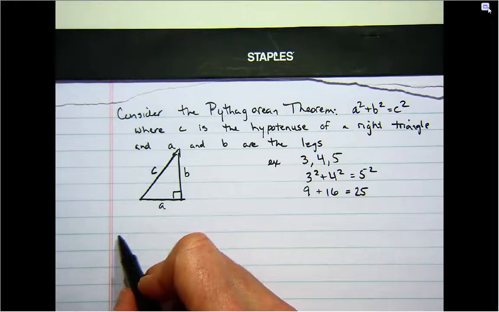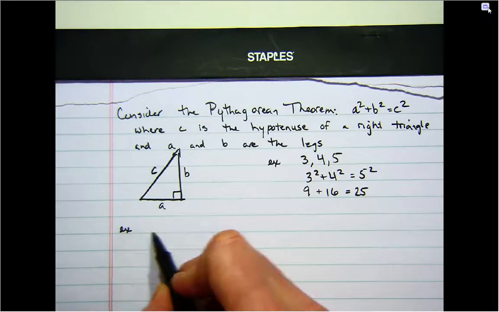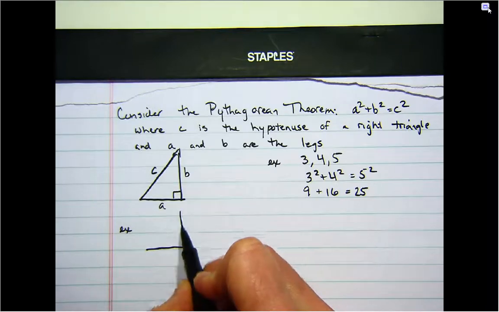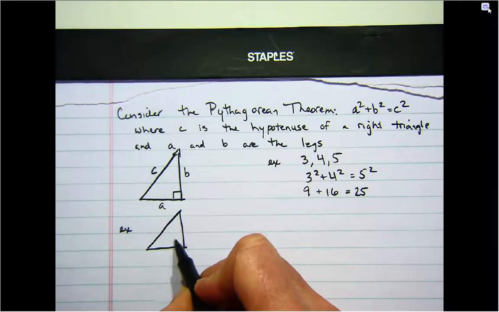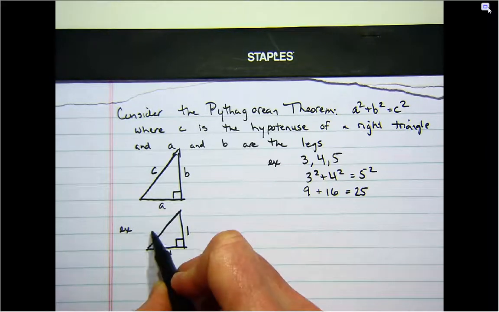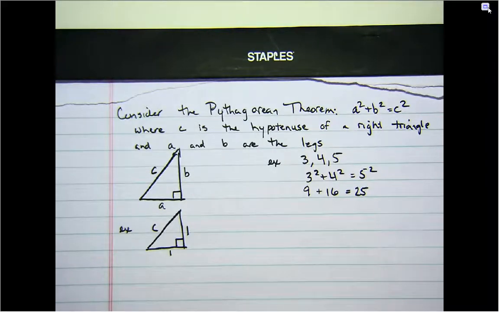We'll look at the right triangle. That's the simplest right triangle, where the two legs are each 1. So we have a right triangle with one on one leg and one on the other. So a and b are both 1. And what we're going to do is look at c.